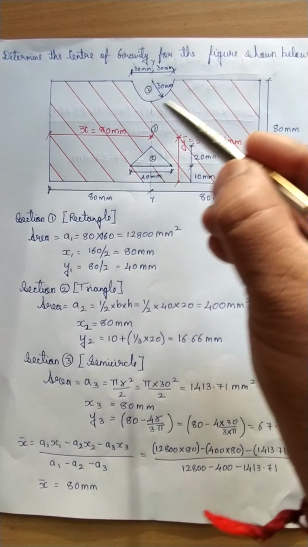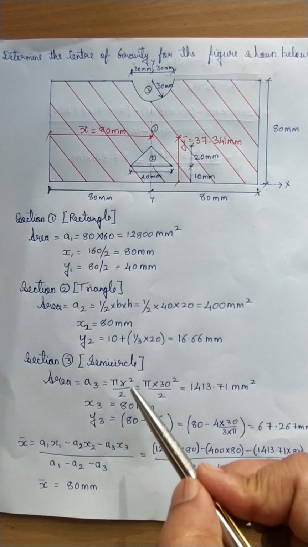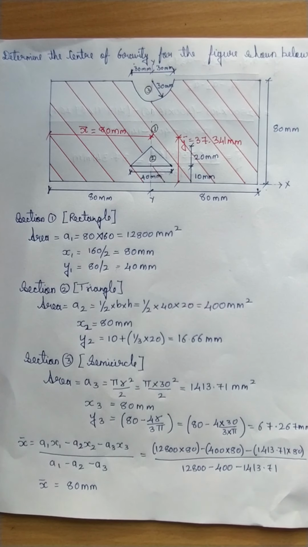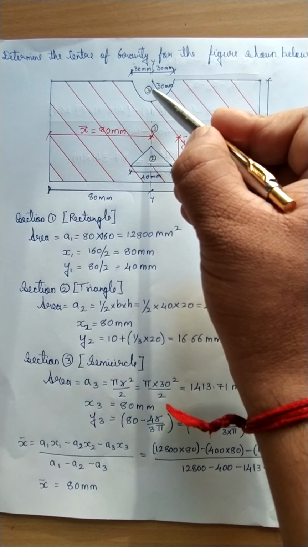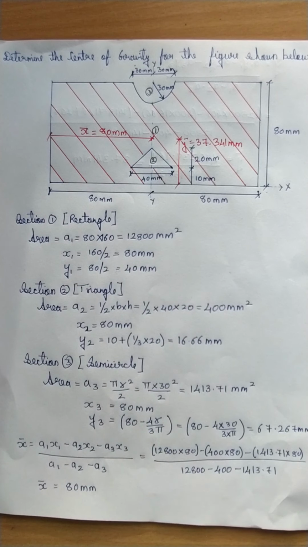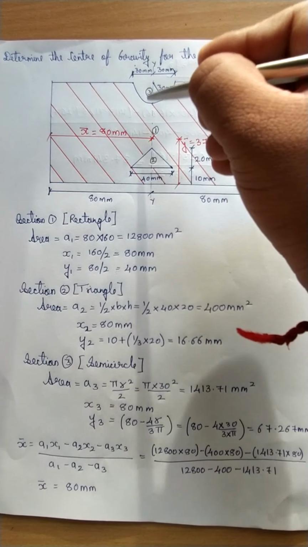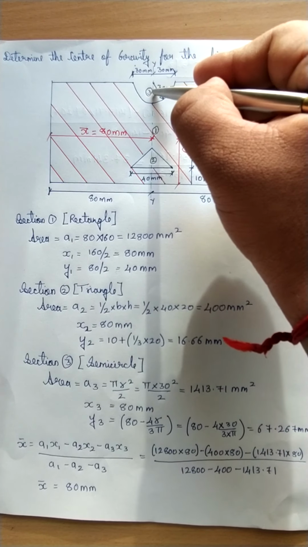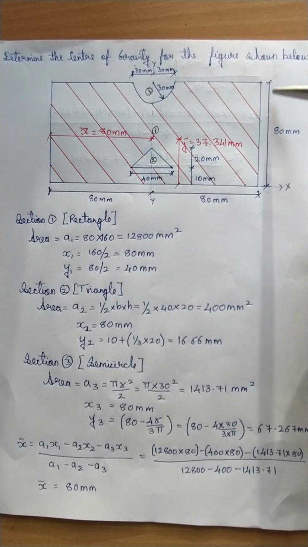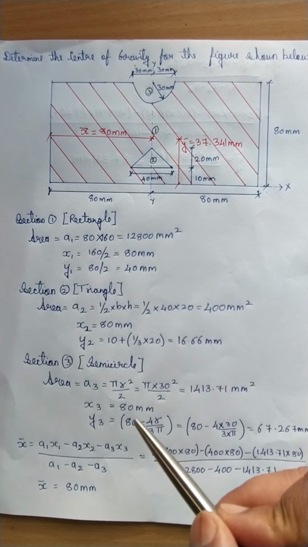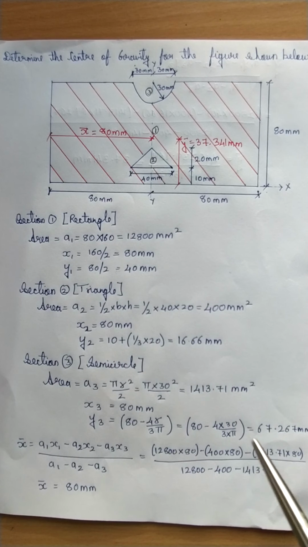Next, semicircle. The area of the semicircle is pi r square by 2. So r is here given as 30 mm. So we are working out to be so much. x3, again the CG of the semicircle is lying on the central axis itself. So x3 is equal to 80 mm. And now y3 means from here till the CG. We already know this distance from the center till here is 4r by 3 pi. Hence what I can do is 80 mm minus 4r by 3 pi because I want this distance. So 80 minus 4r by 3 pi, which is working out to be so much.